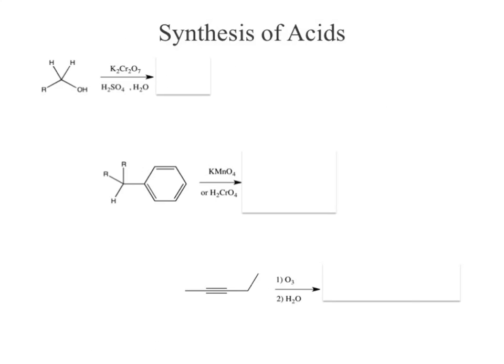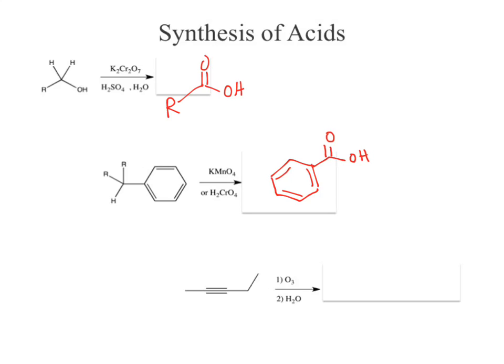When it comes to the synthesis of acids, we've seen a bunch of syntheses already. These are old ones that you've already seen. We could add chromic acid to a primary alcohol. When we do that, we end up with the carboxylic acid. Behind that little box is a carboxylic acid, and we would end up with our acid. With permanganate, or chromic acid, with a benzylic hydrogen, as long as there's a benzylic hydrogen, we'll end up with benzoic acid.